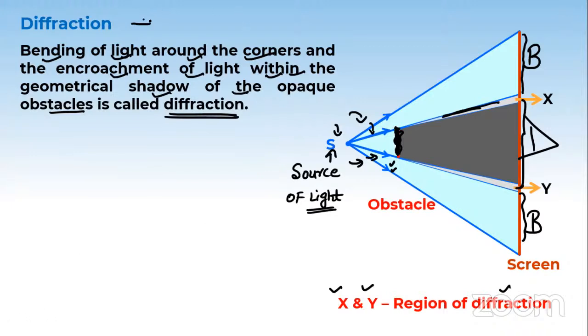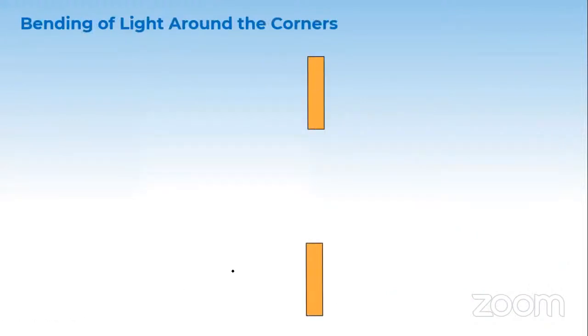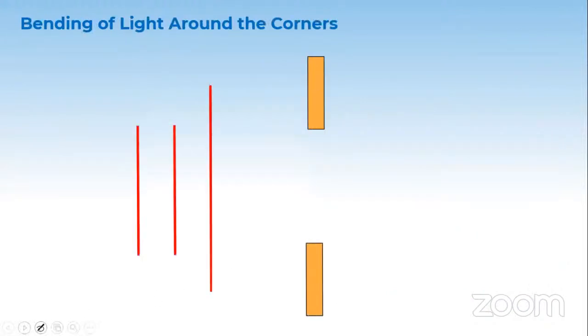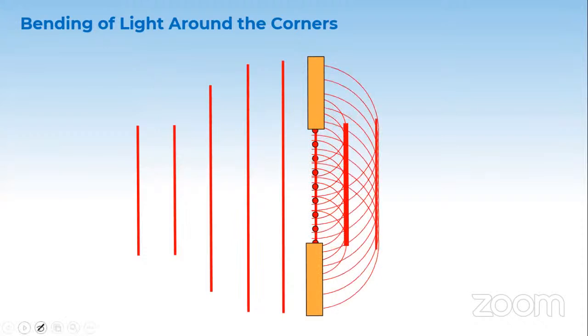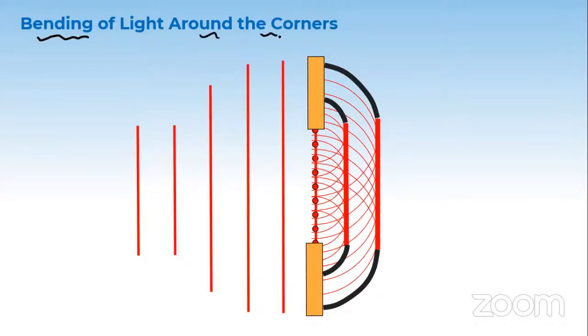Simple definition: diffraction is the bending of light. What is diffraction? It's the bending or turning of light around the corners of an obstacle. Now let us see how there is a bending of light, or how the light bends around the corners.